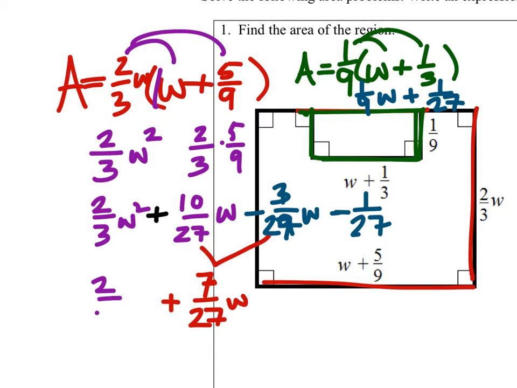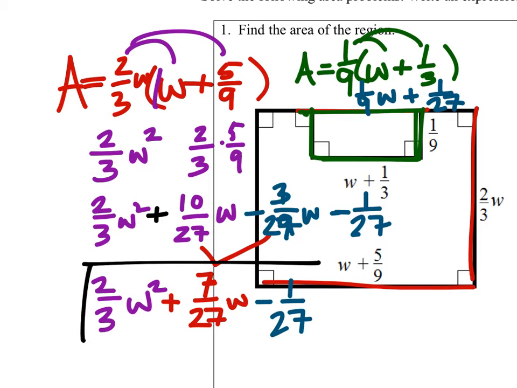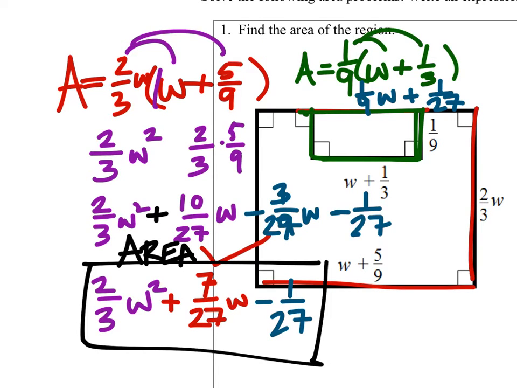Then we got this 2/3 W squared, and also this negative 1/27. That would be considered the area of that shape without that green rectangle right there. Now we can't combine the W squared because it's a different number of W's than that one right there.